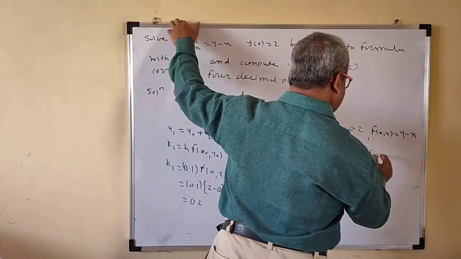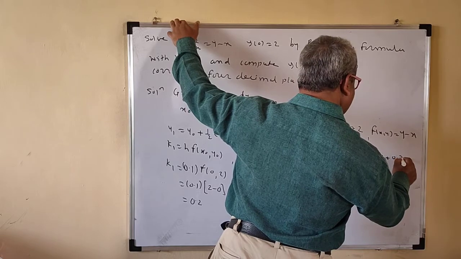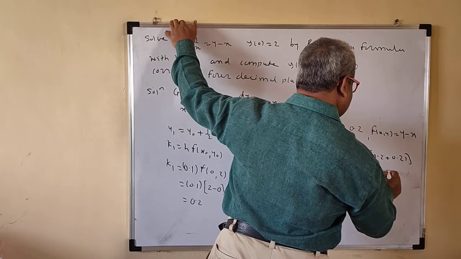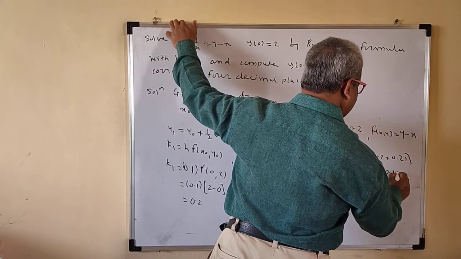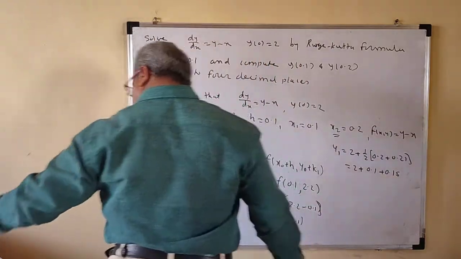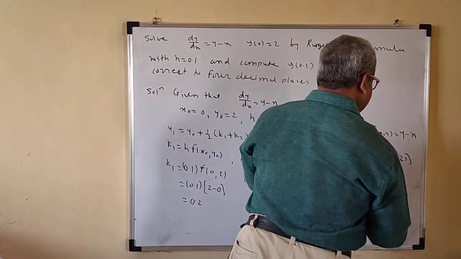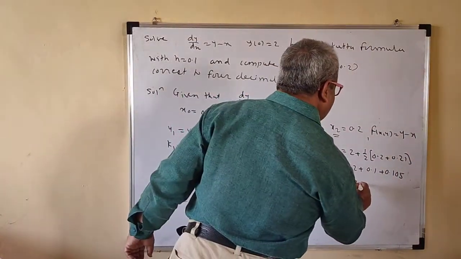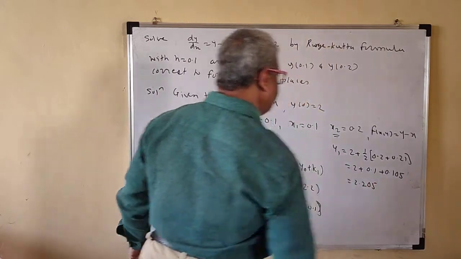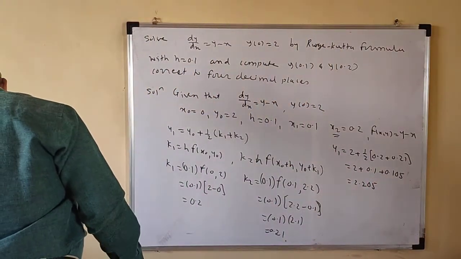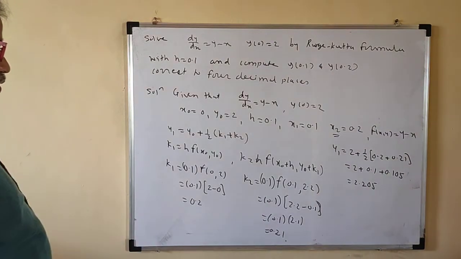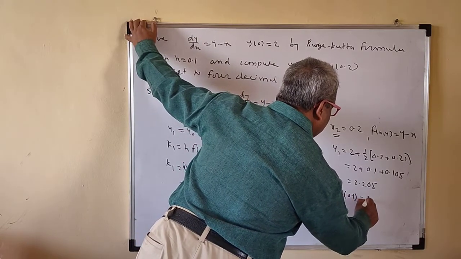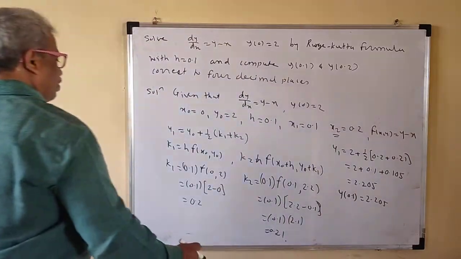Your k1 is 0.2 plus 0.21, so 2 plus 0.1 plus 0.105. So this is 2.205. This is your y1. That means y of 0.1 is equal to 2.205. Okay.